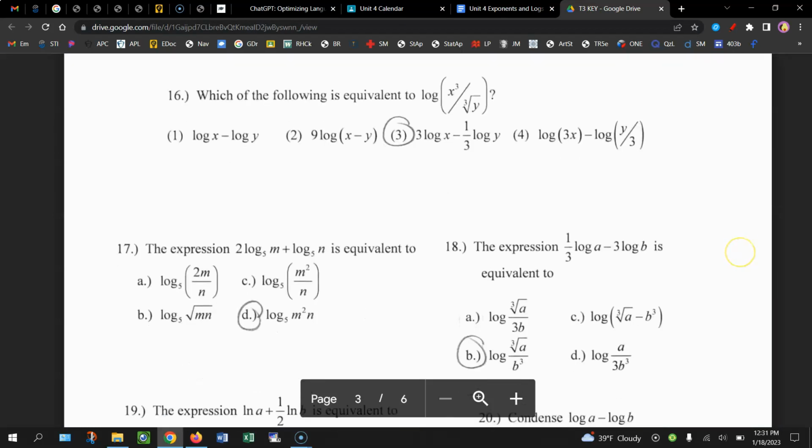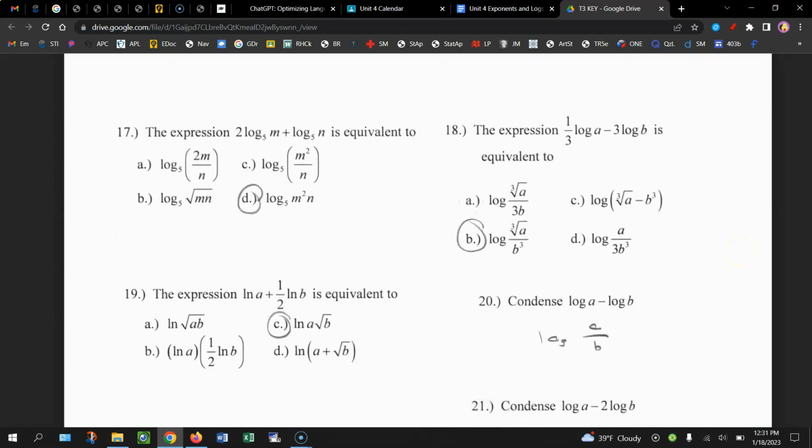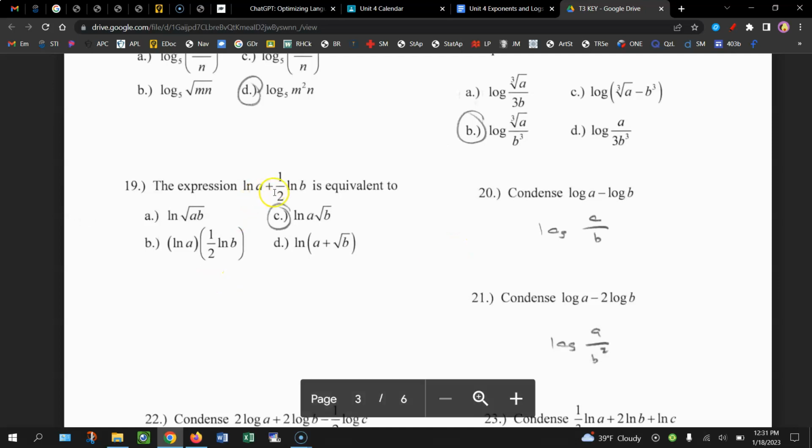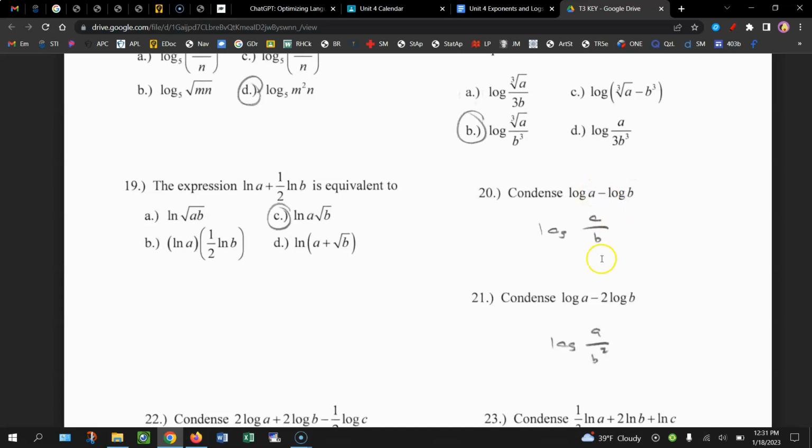All right, so at the bottom of this page here for the condensing, 18, your power is going to come up as an exponent. So 1/3 power divided by root is a cube root. Now you see subtraction, you do division, you subtract exponents when you're dividing. So that's why it's choice B. 19, you see addition, you do multiplication. So you only need to write natural log once, and then 1/2 is the square root. 20, you see subtraction, so you're doing division, a divided by b.